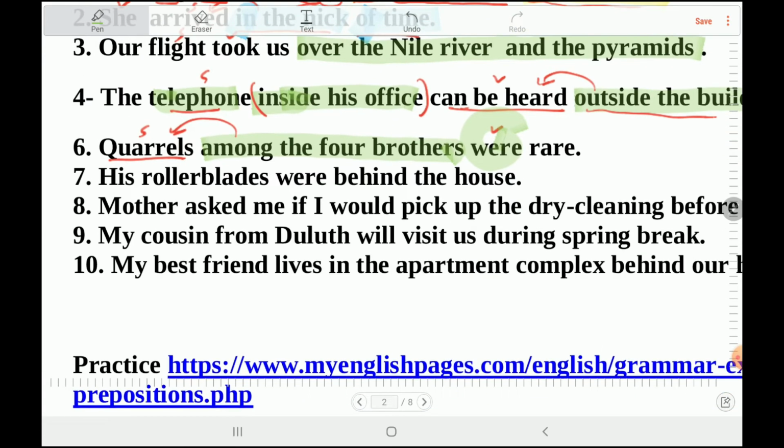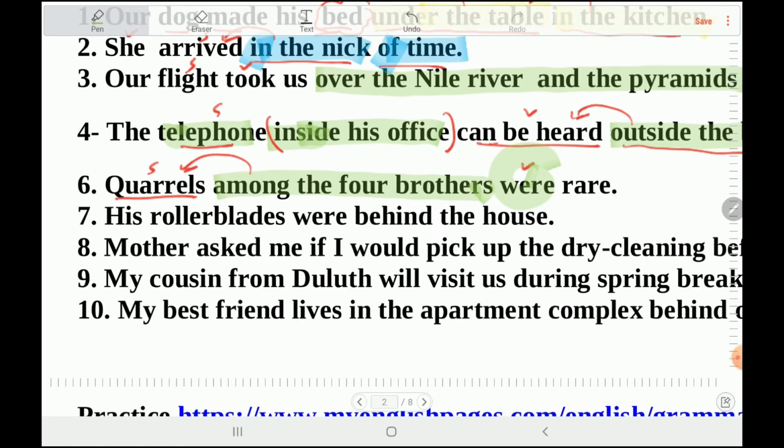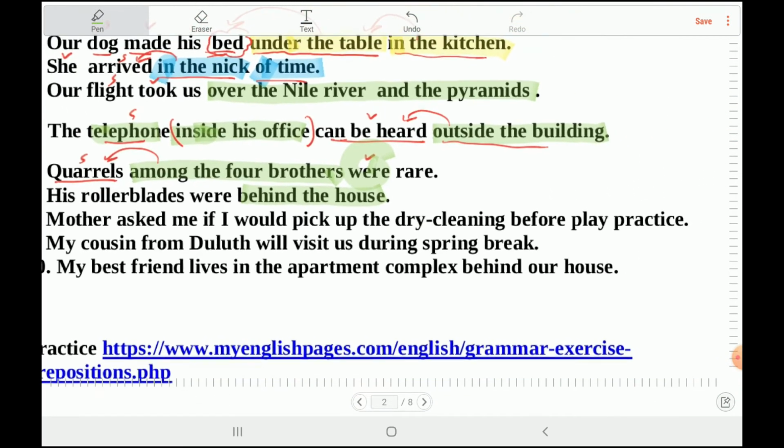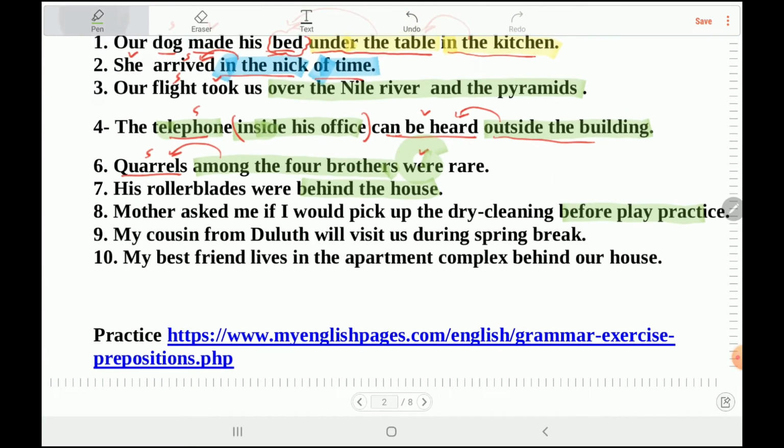Next. His roller blades were behind the house. طيب يبقى behind the house. Roller blades is the subject. Where next جايين جنب بعض اهو. Mother asked me if I would pick up the dry cleaning before play practice. شايفين هنا before play practice. My cousins, 9 و 10. طب ما انا هقول لك بقى 9 و 10, you can do it yourselves.